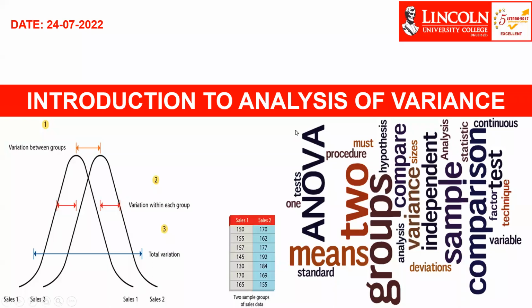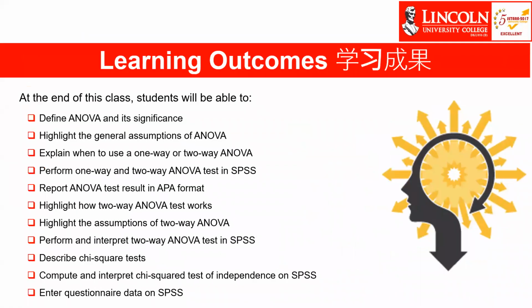Today we'll be discussing analysis of variance. At the end of this section, you should be able to define Anova and its significance. You should be able to highlight the general assumptions of Anova. You should be able to explain when to use a one-way or two-way Anova, that is, when to apply it in your research. You should be able to perform one-way and two-way Anova tests in SPSS. You should be able to report Anova test results in APA format. You should be able to highlight how two-way Anova works.